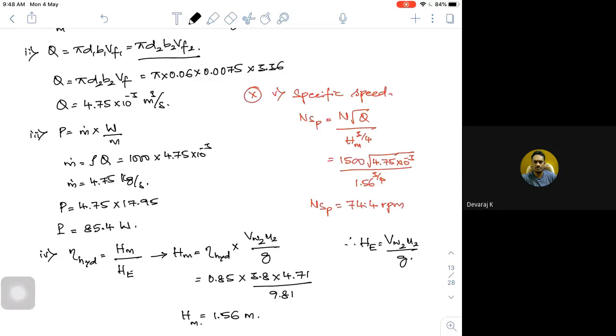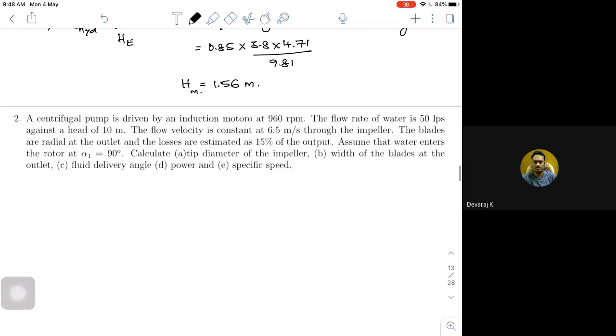Fine. So any clarifications? You can type it in the chat window. Okay, fine. If there are no clarifications, we'll go to the next problem.